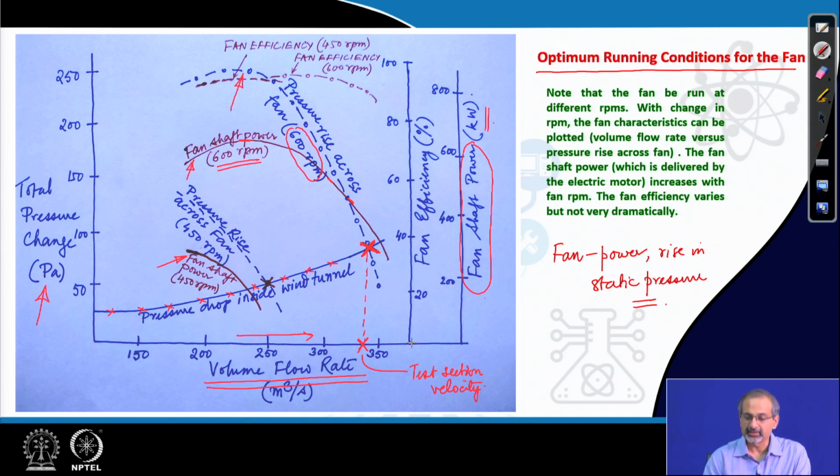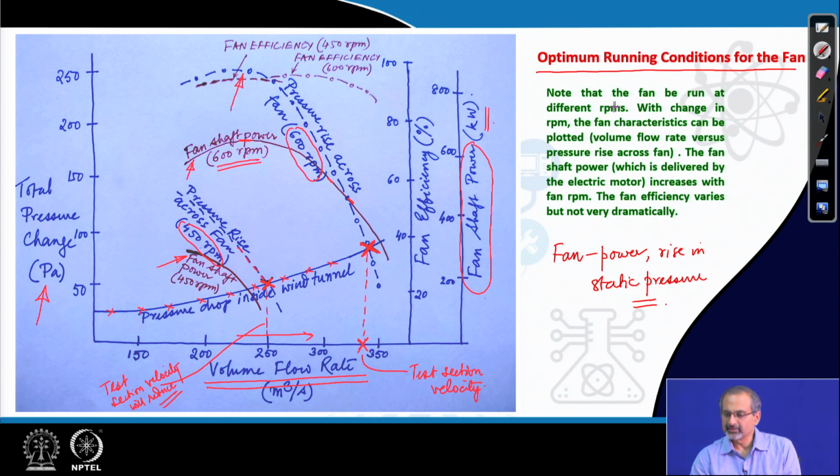If you operate the fan at a different RPM, for example 450 RPM, then this is the pressure rise across fan line for that RPM, and then you find a different operating point for that RPM of the fan, and as you can see, the volumetric flow rate reduces, and therefore, the test section velocity will also reduce. So, this is the way we interpret it.